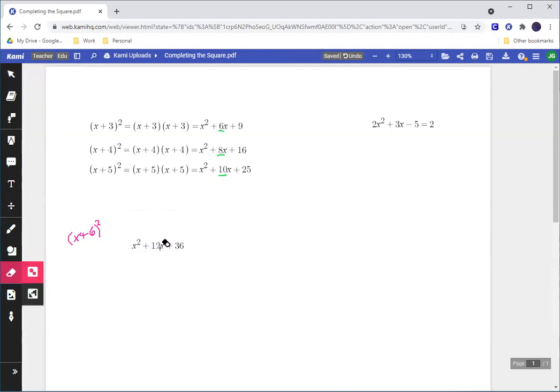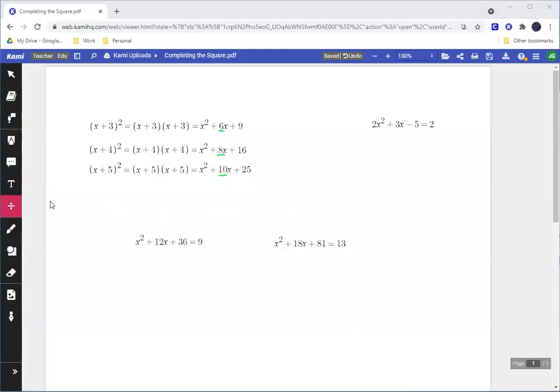So if we have a trinomial, if we take half of this linear term, that's going to give us this number here. And then we can use that knowledge to find this constant term at the end over here. So that's the pattern for completing the square.